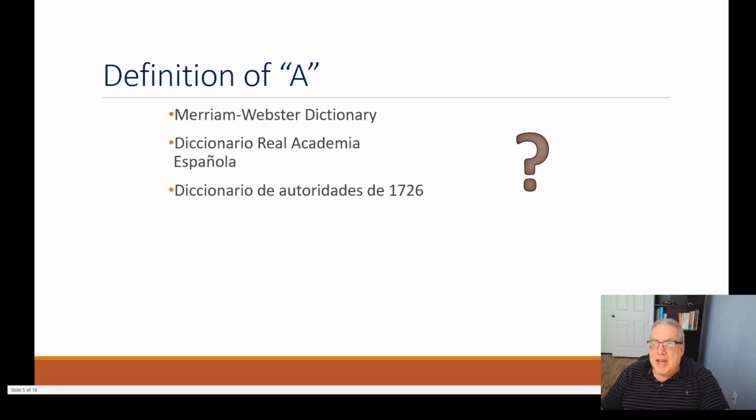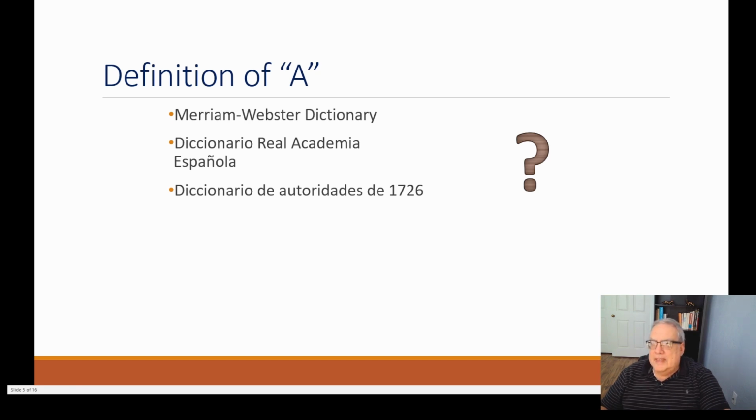So, since Spanish is my mother tongue, I checked in the Spanish dictionary. The official or the most important dictionary in the Spanish language is the dictionary published by the Royal Spanish Academy. And I checked there the definition of the letter, which in Spanish is called A, which follows the Latin tradition. And it says first letter of the Spanish alphabet, which represents the open central vocalic phoneme.